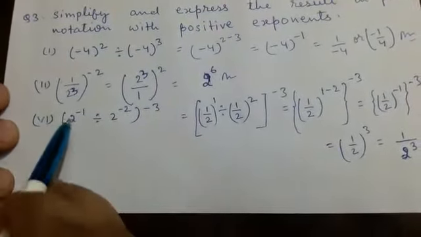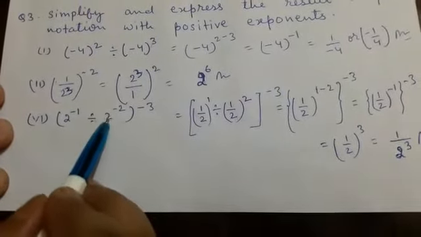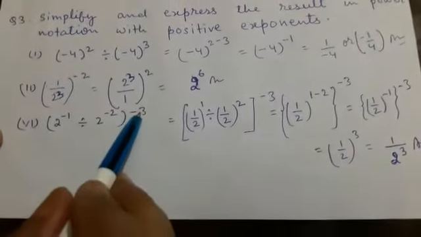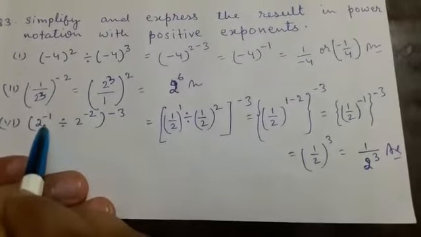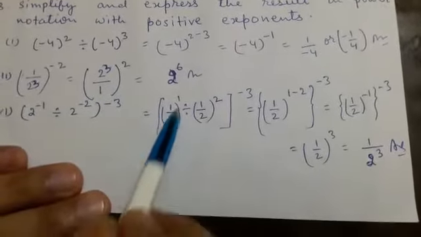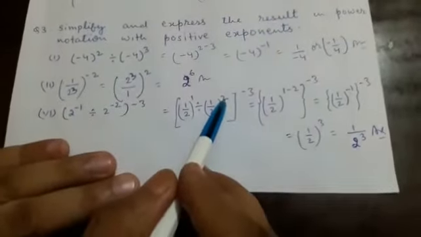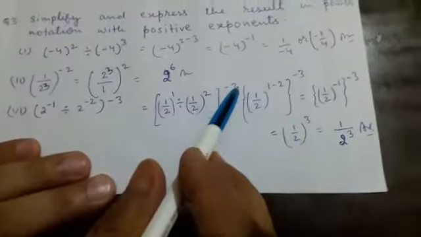Now the sixth part is (2 power minus 1 divided by 2 power minus 2) whole power minus 3. Let us see how we'll solve it. First we'll reciprocate them, because the power is negative. (1 by 2 power 1 divided by 1 by 2 power 2) whole power minus 3.